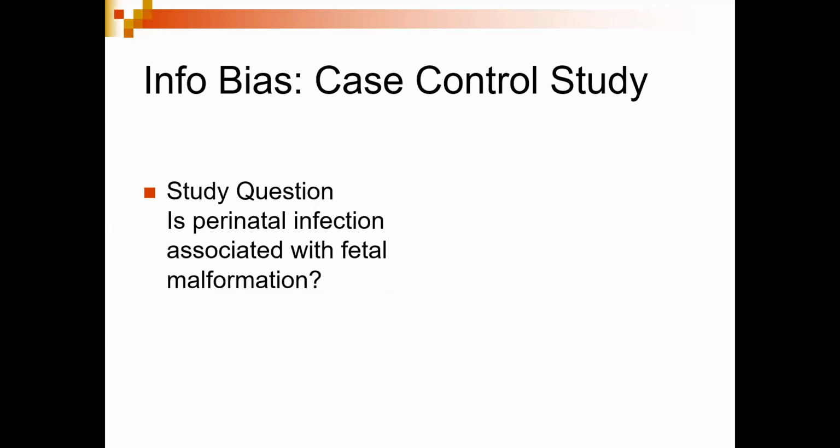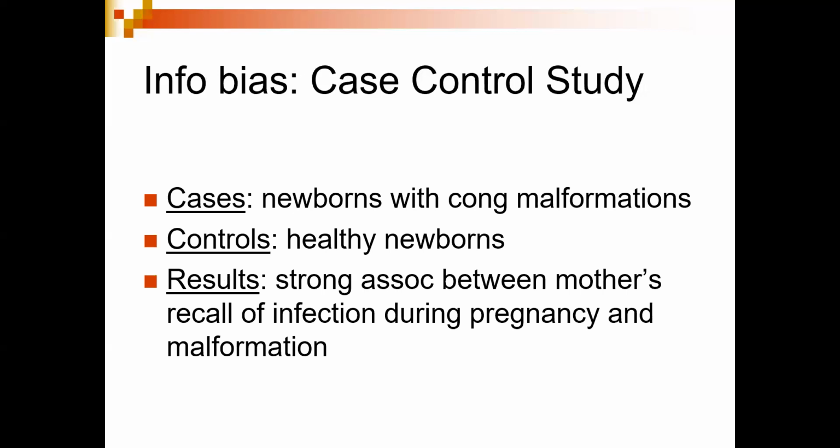This is an example of how information bias can occur in a case control study. Is perinatal infection associated with fetal malformation? And these are examples of information bias. So newborns, what are your cases? Your cases will be newborns with congenital malformations. What are your controls? Healthy newborns.